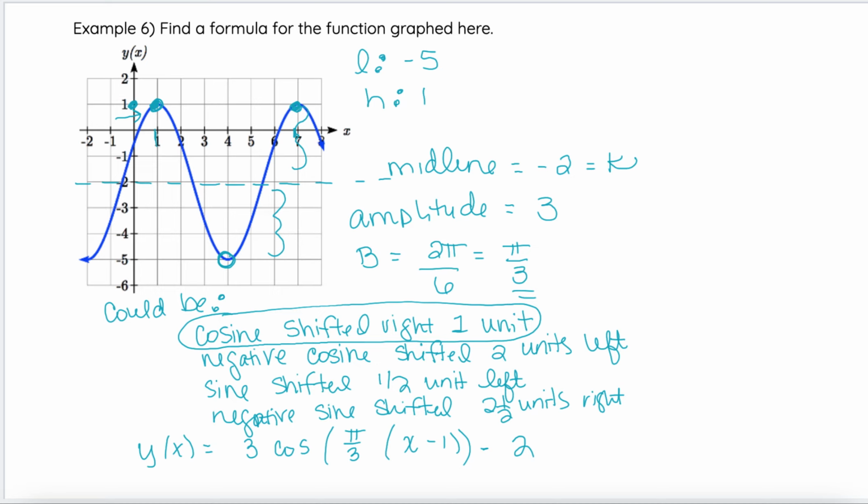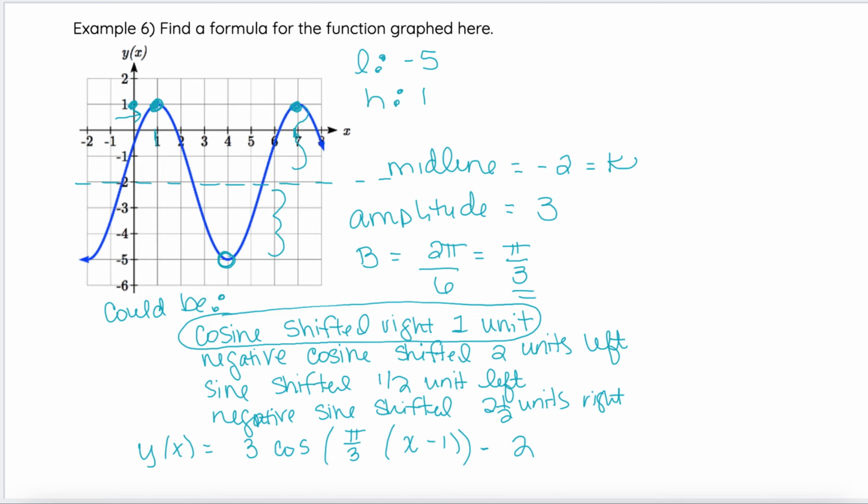All right, so my lowest point is at 0, and my highest point is at 8. So I need 4 units above and 4 units below for my amplitude. Which makes it pretty easy to find the midline. So we have our A value, we have our K value.